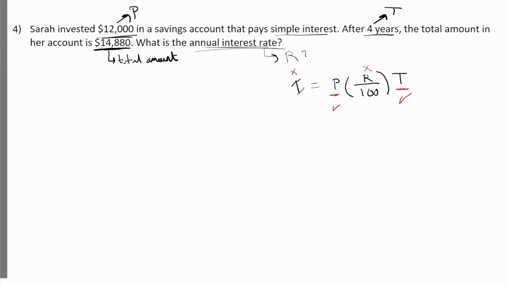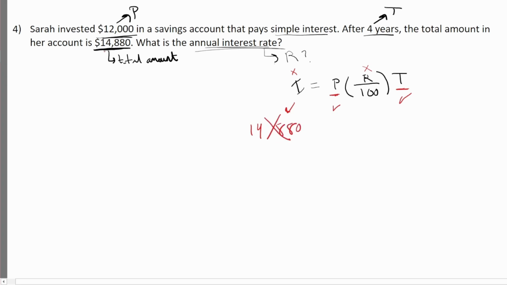Now, here's the thing. R is what the question is asking for, so I'm supposed to not know it anyways. But the interest, we have to find it. Now, how would I find the interest? It would be very wrong to go and just plug 14,880 right here. This is just wrong.